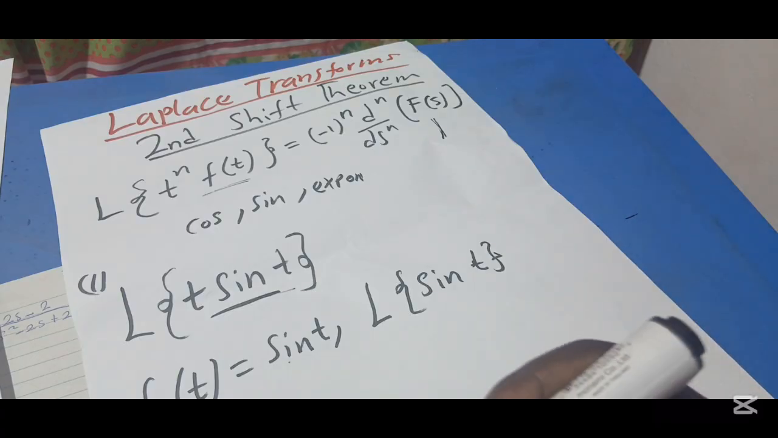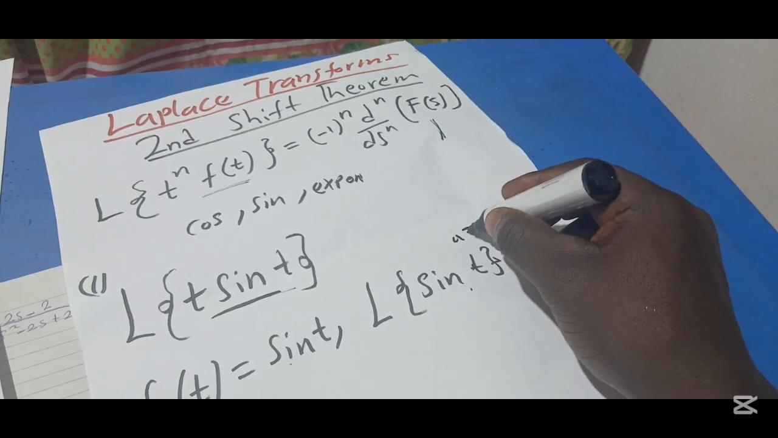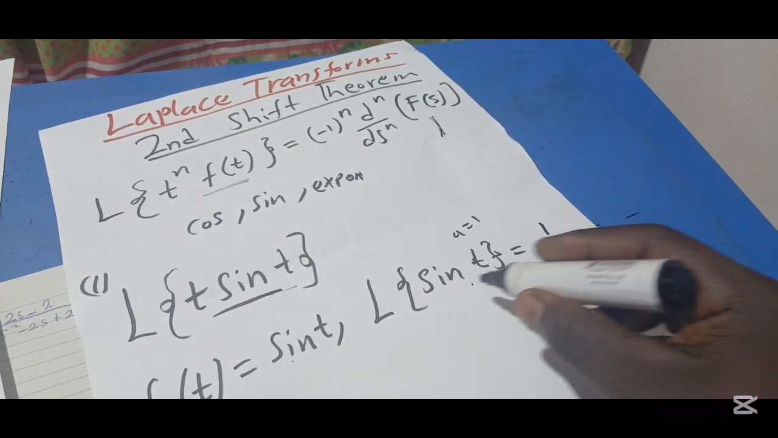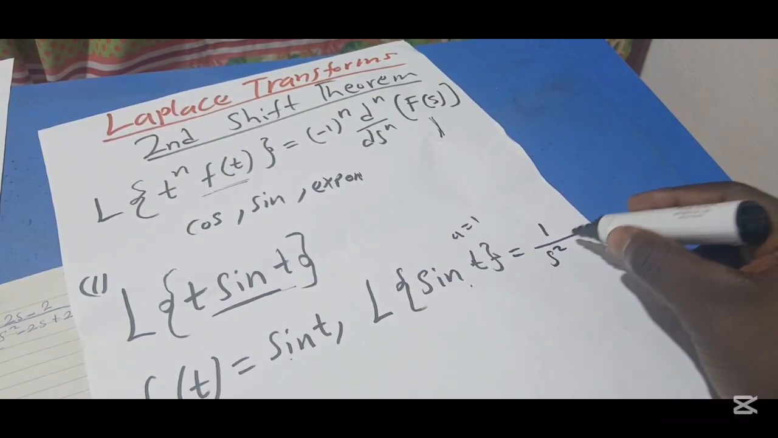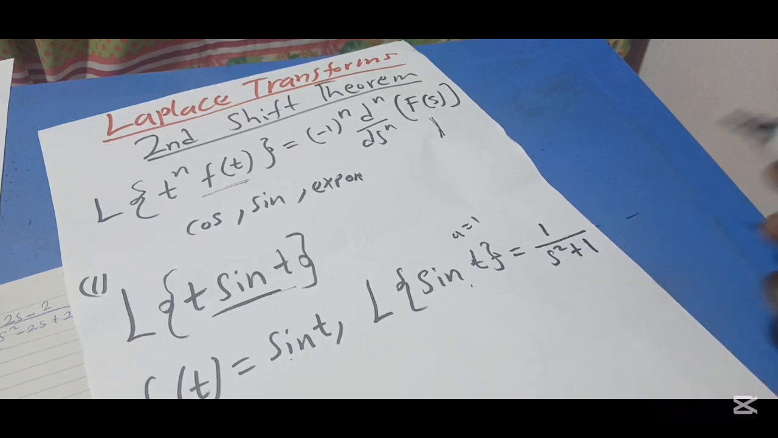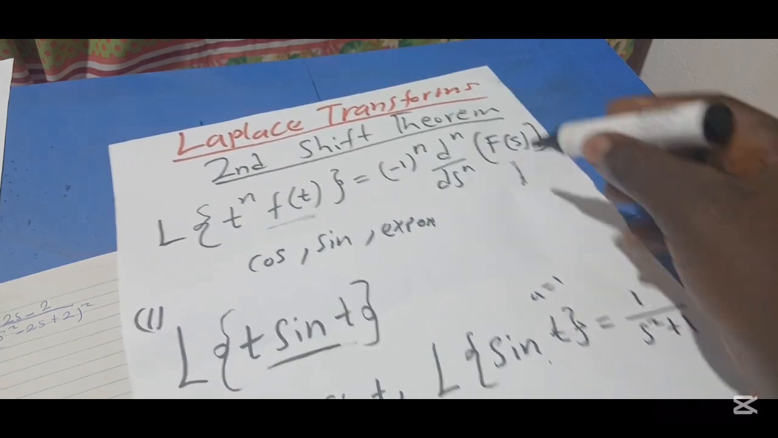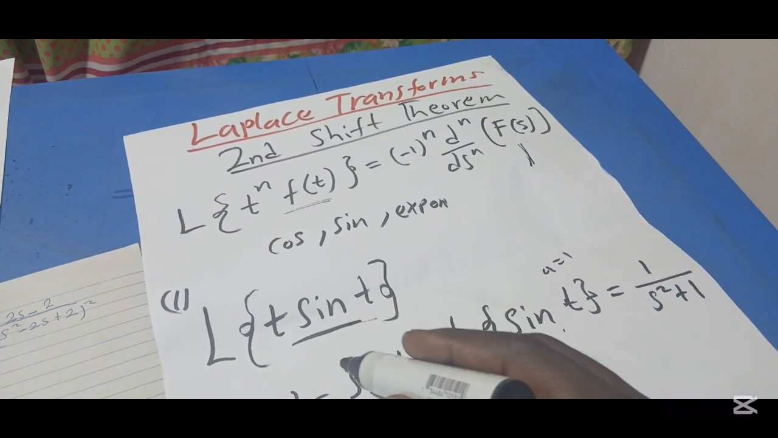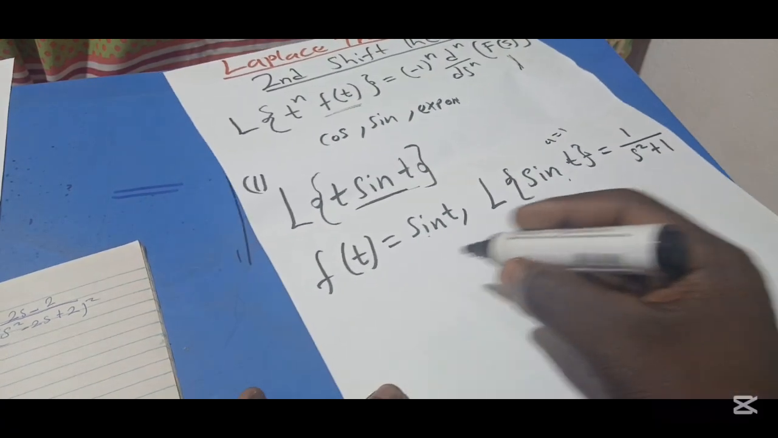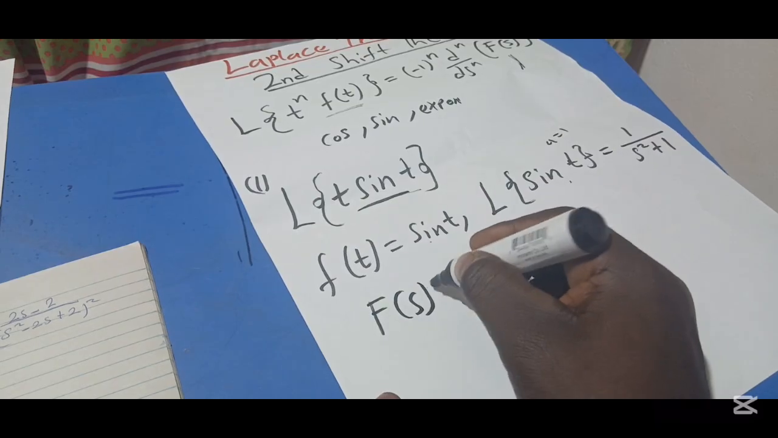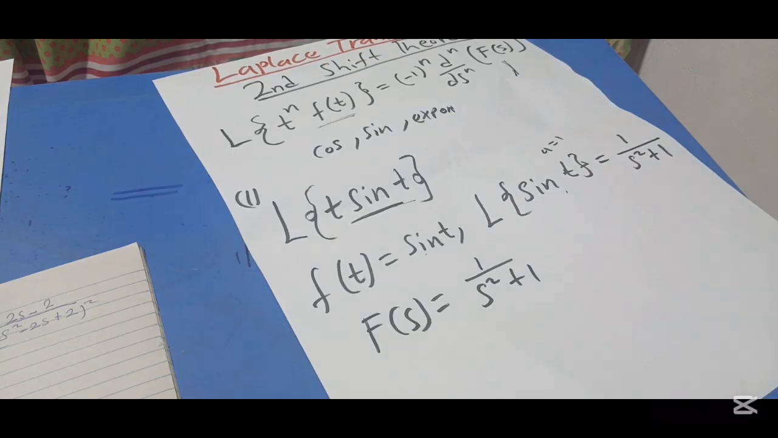So sine at equals a over s squared plus a squared, and our a here is 1, which is 1 over s squared plus 1 squared, and 1 squared is just 1, right? So now we've gotten this. Since our F of s is the Laplace transform of f of t, and our f of t is sine t, we've gotten our F of s, which equals 1 over s squared plus 1.